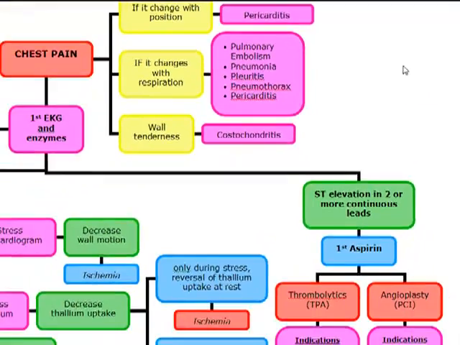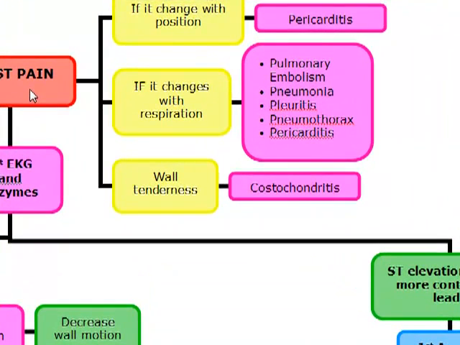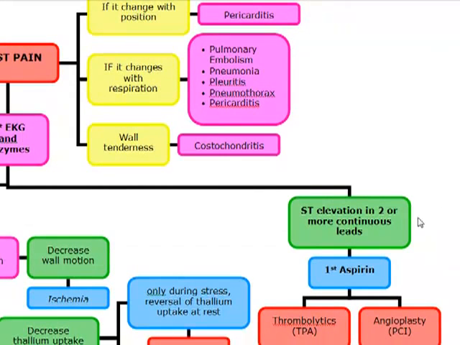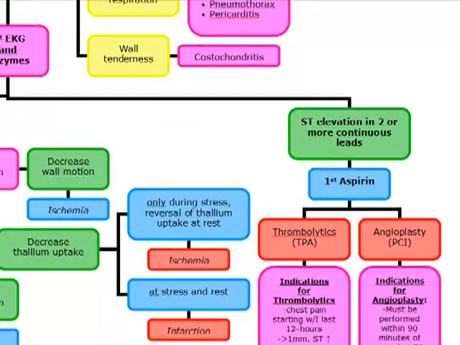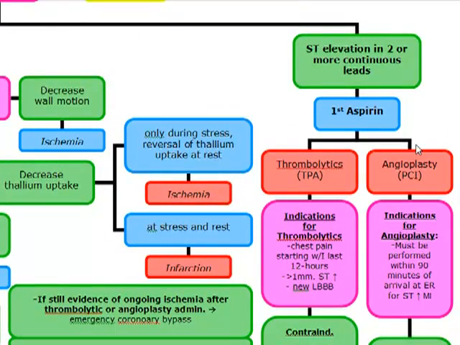Now, if we have a patient with chest pain, we're thinking it's coronary artery disease, we did an EKG and enzymes, the enzymes are positive, and the EKG shows ST elevation in 2 or more contiguous leads. Remember, the first thing we're always going to do is give aspirin. And usually immediate coronary catheterization is the next best step in management, as long as it can be performed within 90 minutes of arrival in the ER.